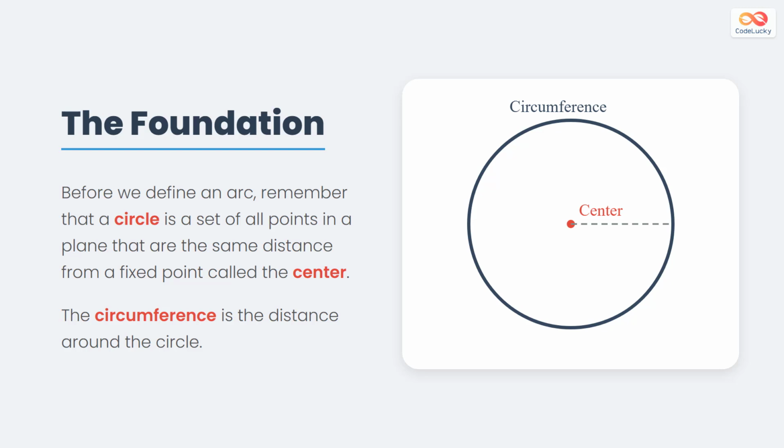Before we jump into arcs, let us quickly recall what a circle is. A circle is a set of all points that are at a fixed distance from a center point. The total distance around the circle is called the circumference.